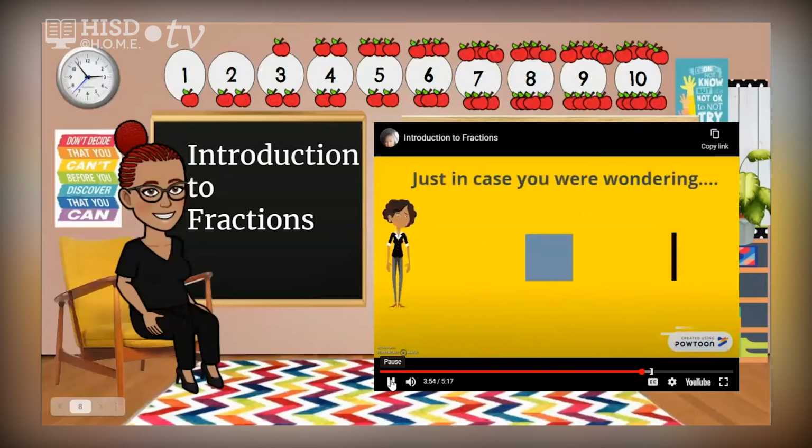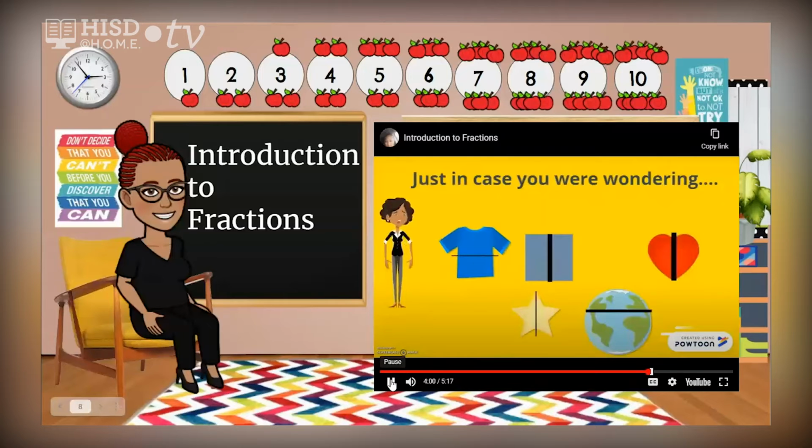Just in case you were wondering, the shirt and the world cannot be halves because they are not partitioned into 2 equal parts. When we look at the shirt, there is a line in the middle, but the top and the bottom are not the same. It's not the same amount.